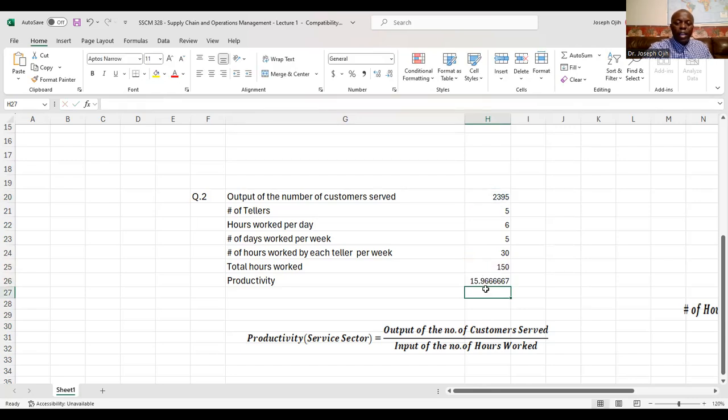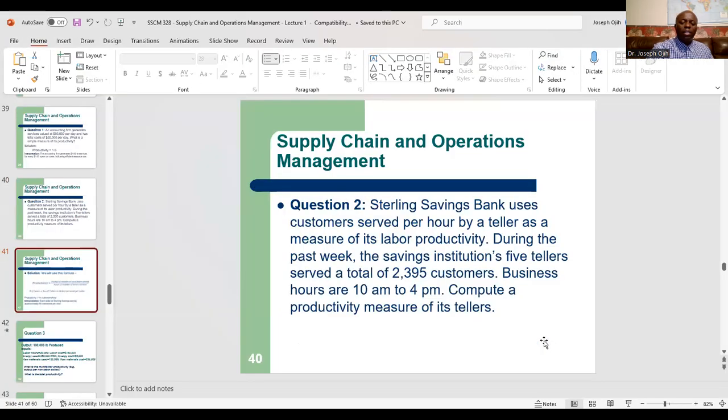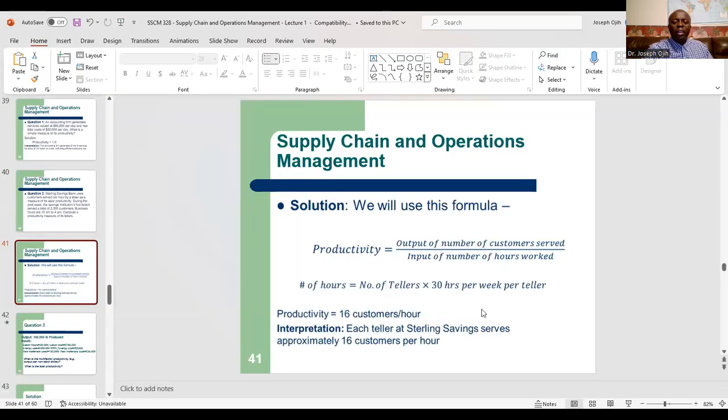which is 15.96. If you run this, it gives you approximately 16. Let me round it and see. Yep, 16. What does this mean? Their productivity is 16. That means that each teller at the Sterling Savings Bank serves approximately 16 customers per hour.